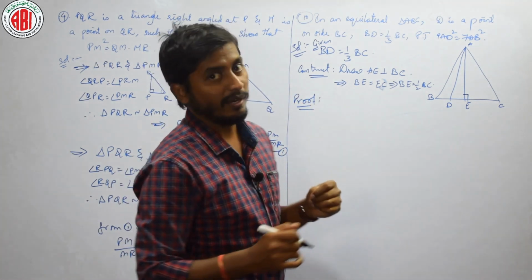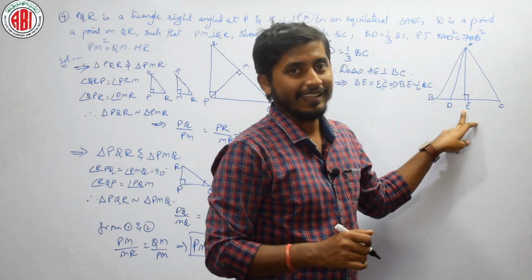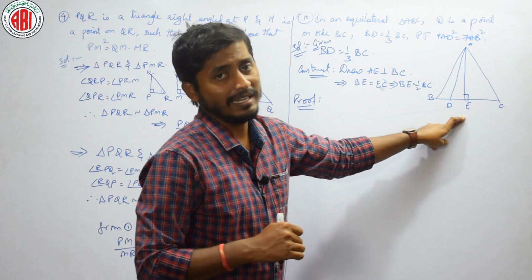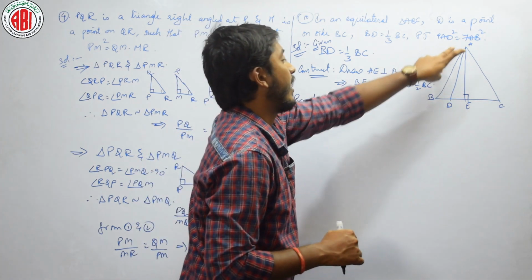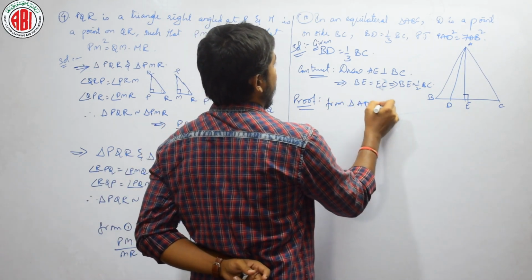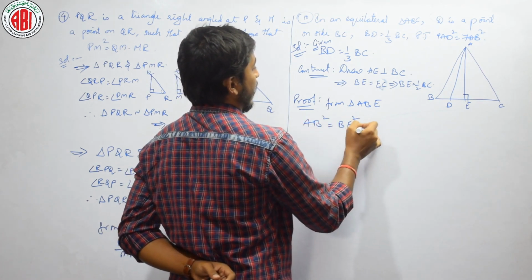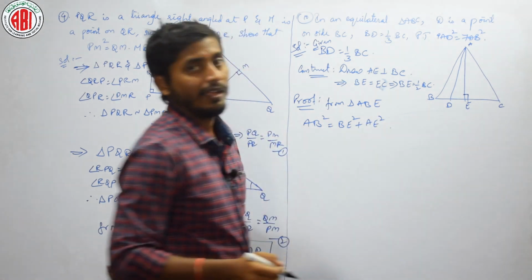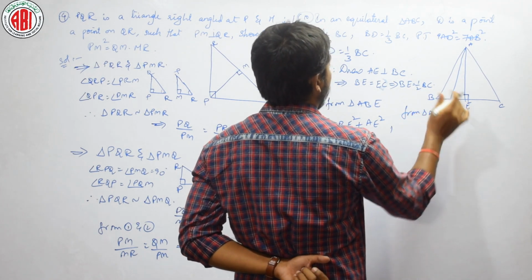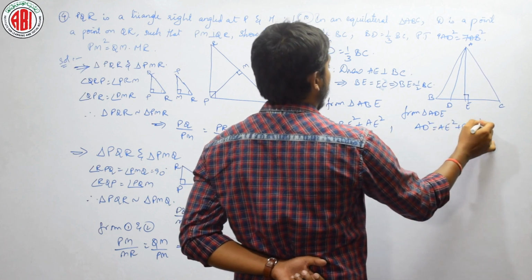there are different triangles. How many triangles do we have now? That is ABE and ADE, isn't it? Yes or no? Right? Now, let us consider those two triangles. What are we going to get? Let us see. Consider triangle ABE. From triangle ABE, what is the hypotenuse here? AB square is equal to BE square plus AE square. Okay. Similarly, one more triangle. From triangle ADE, AD square is equal to AE square plus DE square.